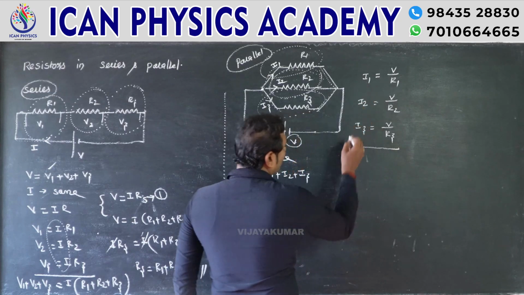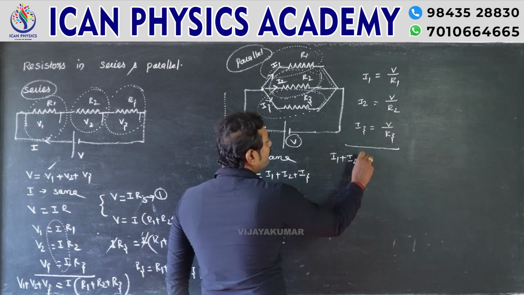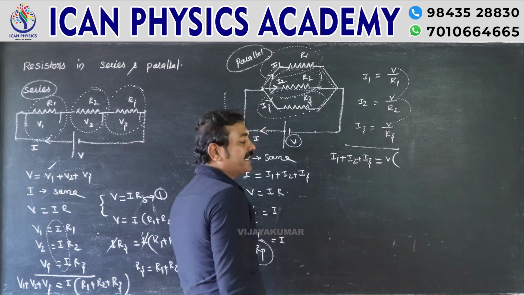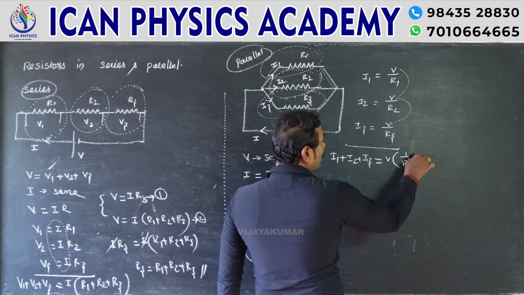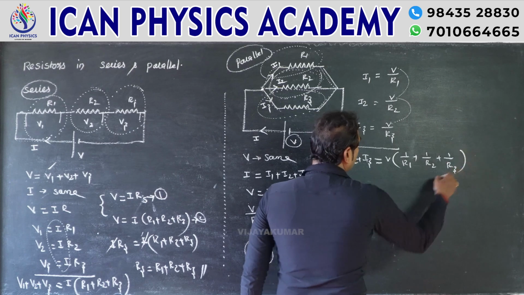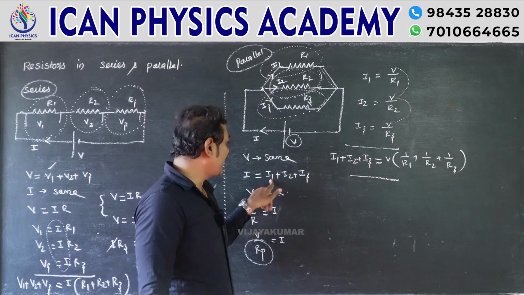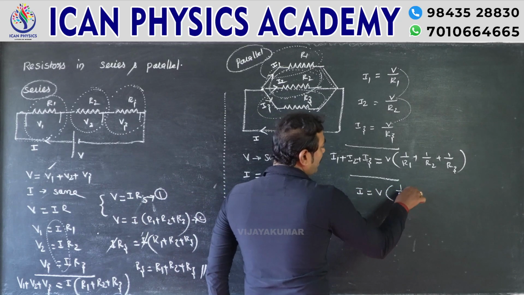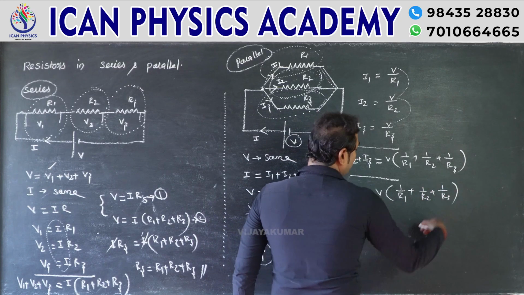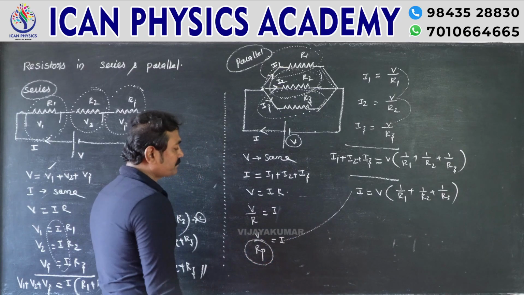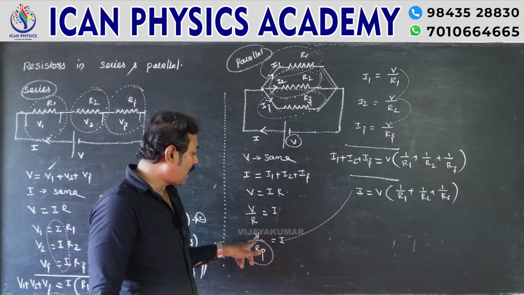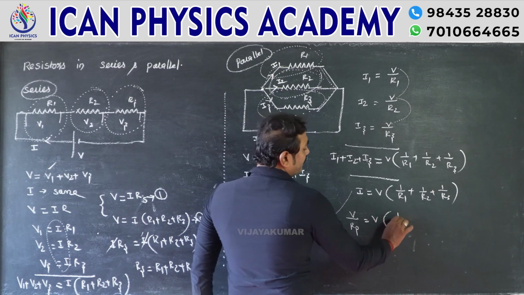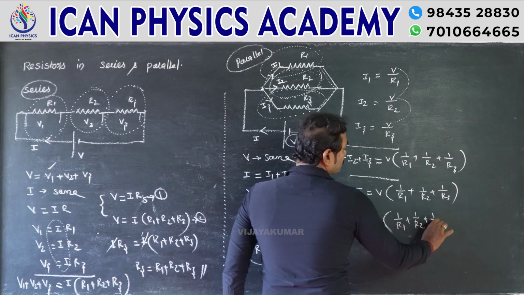Now we can add. When we add I1 plus I2 plus I3, V is common in all the terms, so it is taken as common. What about the remaining? 1 by R1 plus 1 by R2 plus 1 by R3. I1 plus I2 plus I3 can be taken as I. So I equals V into 1 by R1 plus 1 by R2 plus 1 by R3. Now compare these two equations. I is equal, so automatically the other sides are also equal. So V by RP equals V into 1 by R1 plus 1 by R2 plus 1 by R3.